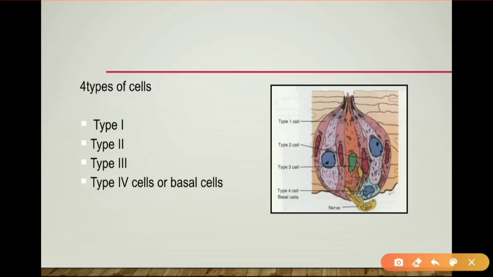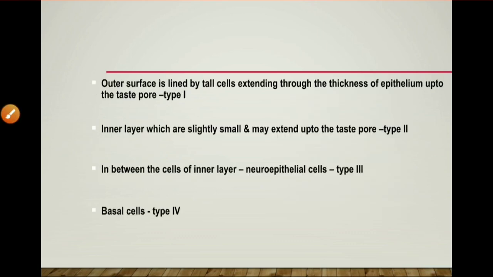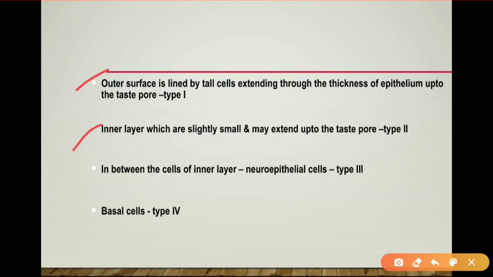And there are 4 types of cells in the taste buds. There are type 1, 2, 3, 4 cells, the last being the basal cells. So you can see here, this is the type 1 cell, this is the type 2 cell, this is the type 3 cell, and this is the type 4 cell, which is called the basal cell. Type 1 cells are present in the outer surface, and the inner layer consists of type 2, and in between the cells of the inner layer, type 3 are present, which are neuroepithelial cells, and type 4 are the basal cells.